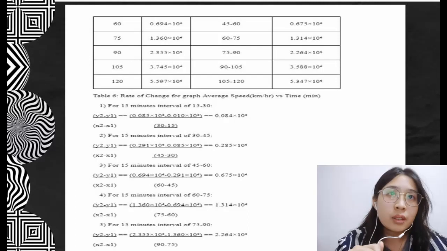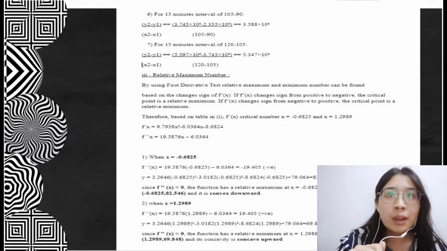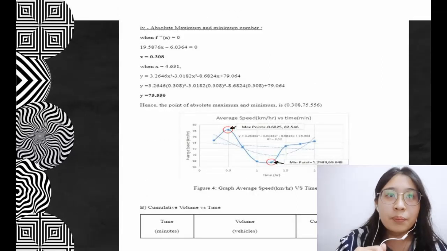For the rate of change of the 50-minute intervals, I used the formula for rate of change, which is y2 minus y1 over x2 minus x1, and got the y value by using the equation from the graph, inserting the x value, which is the time. Here, the table shows the rate of change that I calculated using the formula.